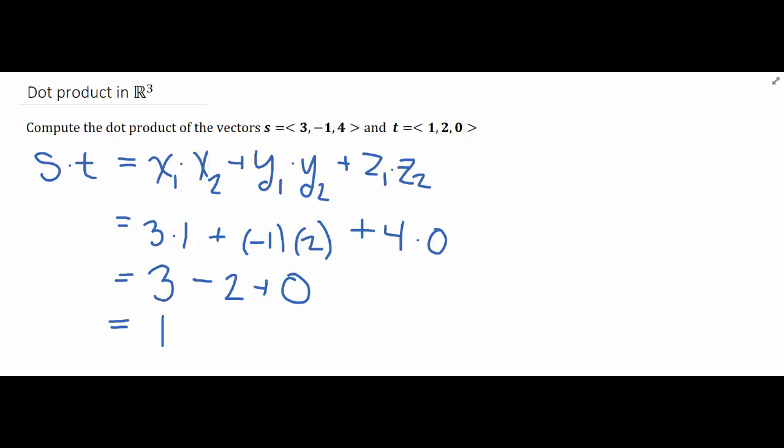Now we could have used the other representation of dot products using the magnitudes of these two vectors and the angle between them, but it would have been more difficult to determine what the angle between these two vectors is.